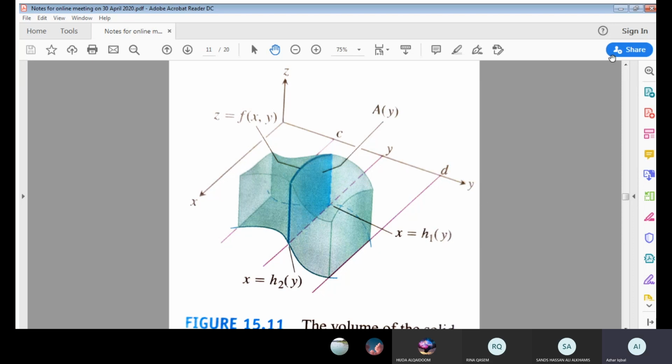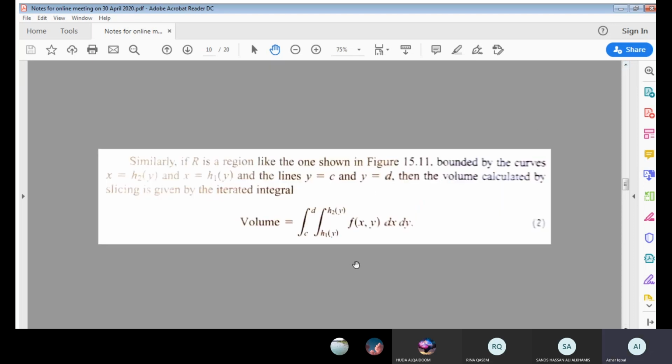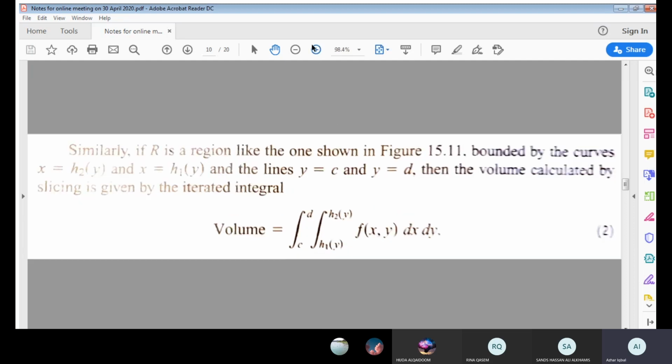Okay, so if the region R is bounded by the curves x = h2(y) and x = h1(y), and the lines y = c and y = d, these are the two lines, then the volume is calculated by slicing, again using the same method, and using the iterated integral. The volume is given by integrating this function of two variables f(x, y).